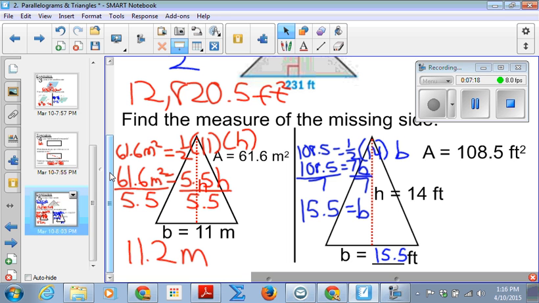Okay, so there's two formulas, plugging in numbers, finding what's missing. This concludes your lesson over the area of parallelograms and triangles.